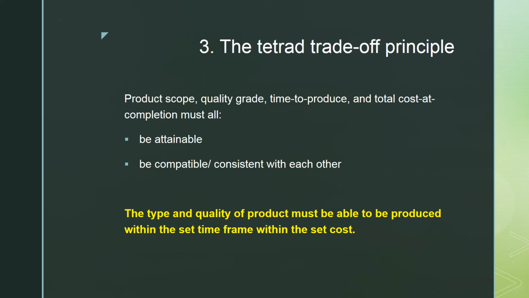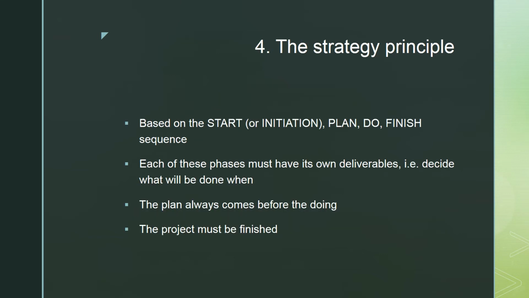The type and quality of product must be able to be produced within the set time frame, within the set cost. That is very important. Let's move on to principle number 4.